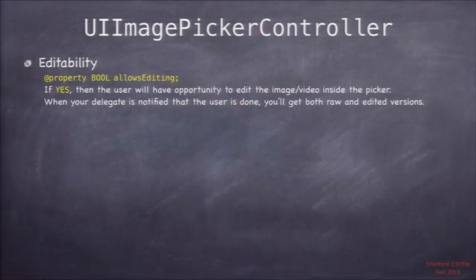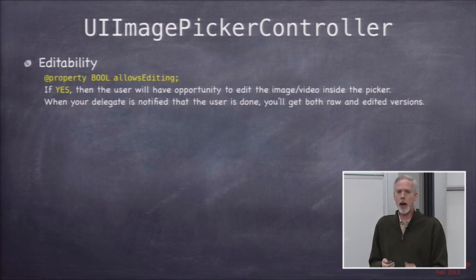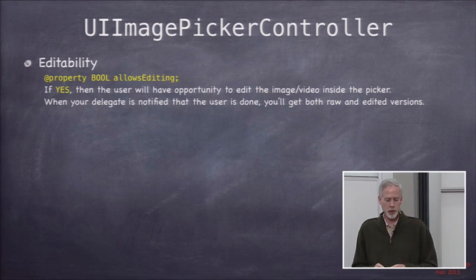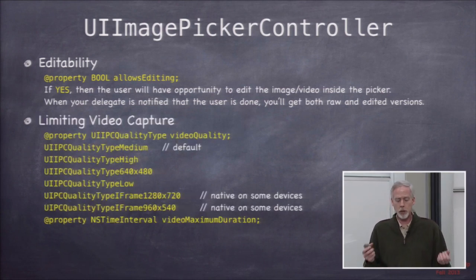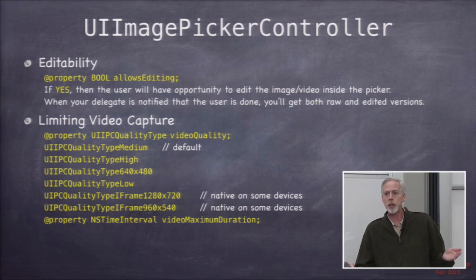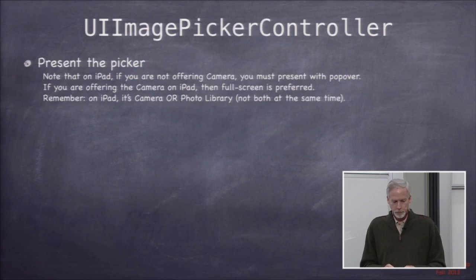All right, editability. When someone takes a picture with the camera, they can actually zoom in on it and move around and pick what part of the image they want to report back to your app, if you allow that. And you have to allow that by setting allowsEditing on your UIImagePickerController instance. You can also do things like limit the video capture to be low resolution or only a certain number of seconds, things like that. I'm not going to go through every single thing you can do in UIImagePickerController, but there's tons and tons of stuff you can do with flash, all these other things you can control.